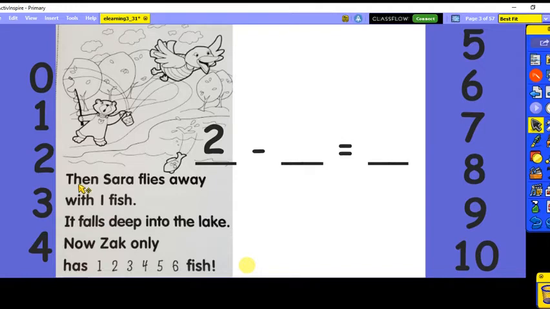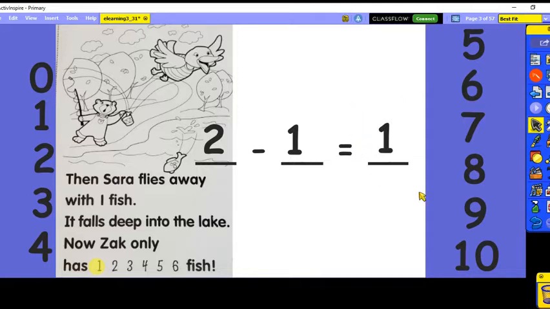Then Sarah flies away with 1 fish. It falls deep into the lake. Now Zach only has how many fish? So he had 2, and Sarah got 1 and flew away, but she dropped it in the lake. How many does he have left in his bucket? Can you see? There's just 1. So 2 minus 1 equals 1. So now Zach only has 1 fish.